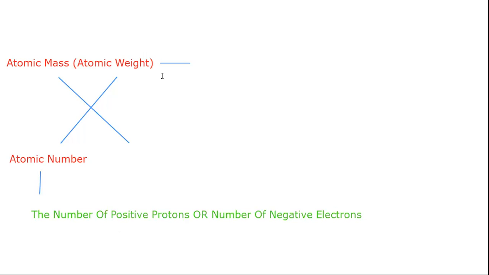While atomic mass or atomic weight is the number of protons and neutrons.